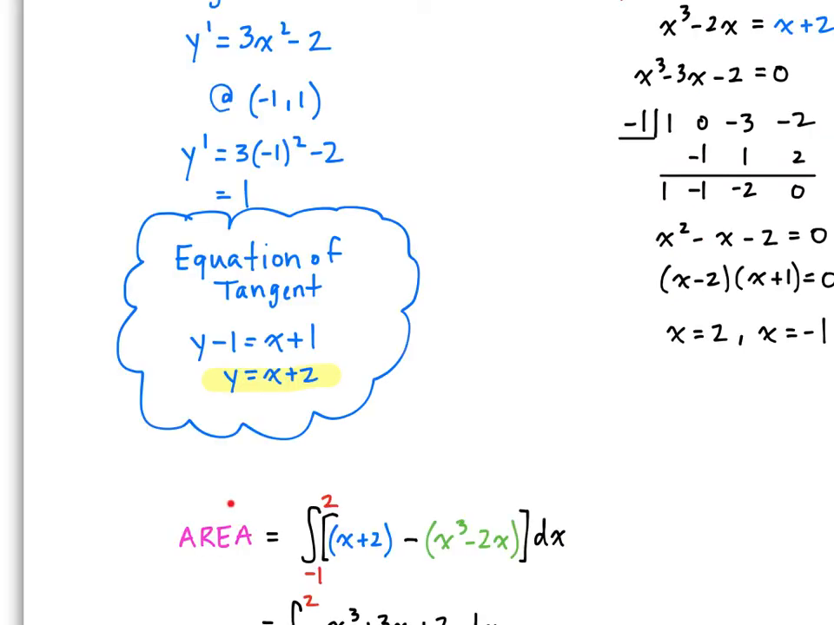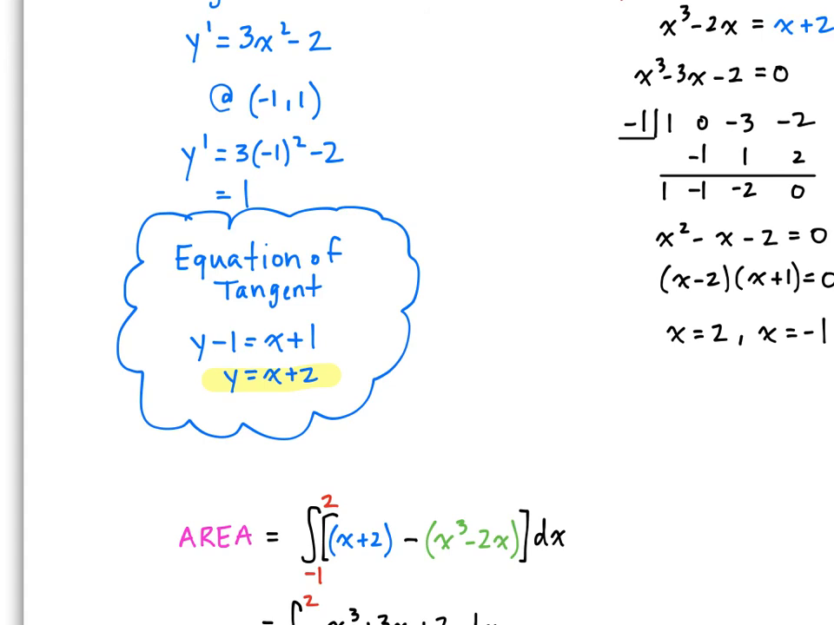Okay, so hopefully you were able to see that we're going to integrate from the x values of -1 to 2, and it's going to be our top curve minus our bottom curve. So that's our tangent line minus our original function. So (x plus 2) minus (x cubed minus 2x). Make sure to use parentheses around that second function.